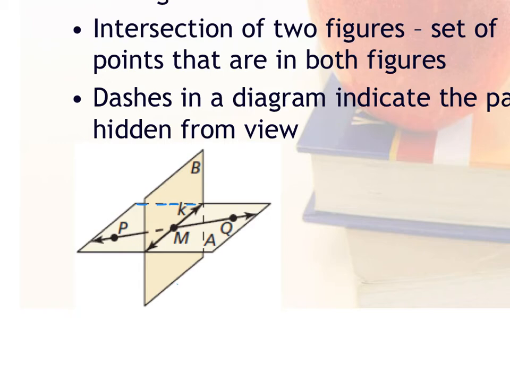Okay, so this would be an intersection of two planes. The intersection of two planes is always going to be a line, and we're going to learn this later on, but this is where they're intersecting right here. If you have two lines that intersect, their intersection is always going to be a point. And we're going to see that coming up. Okay, we'll cover that probably in another lesson. Right now we're just understanding what an intersection is.